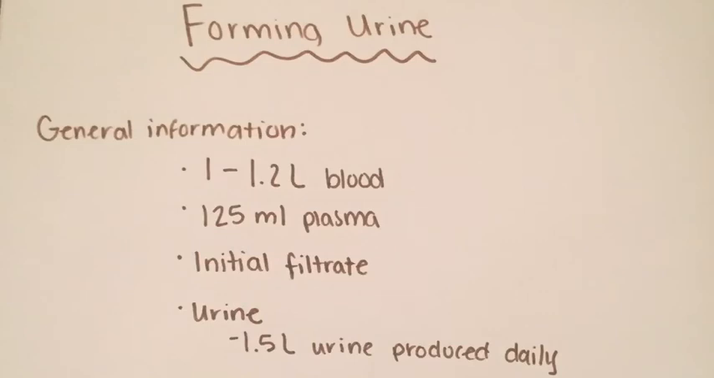General information. About 1 to 1.2 liters of blood flow through the glomeruli per minute. That means about 125 milliliters of plasma is forced into the renal tubules per minute. Initial filtrate is blood plasma without protein. Urine is metabolic waste and unreclaimed stuff, since nutrients, electrolytes, and most water are reclaimed. About 1.5 liters of urine is produced per day.